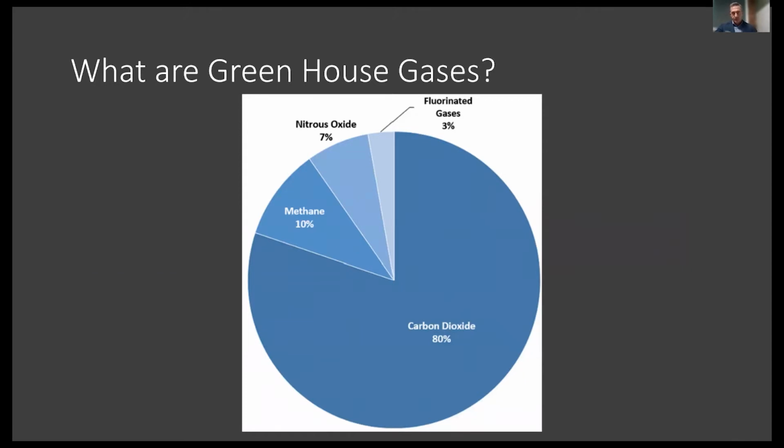So from there, the basics are, what is a greenhouse gas and how does that affect agriculture? You can see here the major types of greenhouse gases. Carbon dioxide is about 80% of the greenhouse gases that are out there. And then we see that methane, nitrous oxide, and fluorinated gases make up the rest of it. And those vary in the amount of impact they have on the environment.